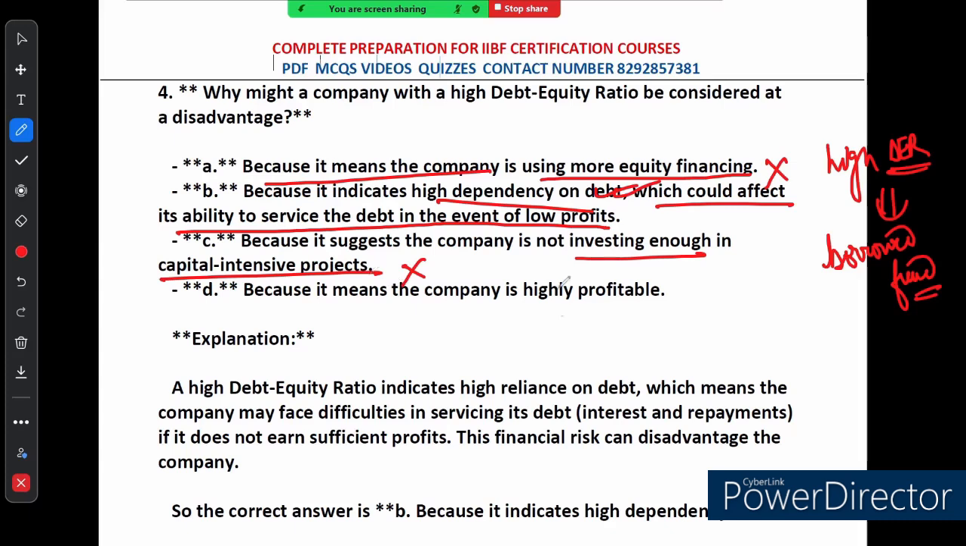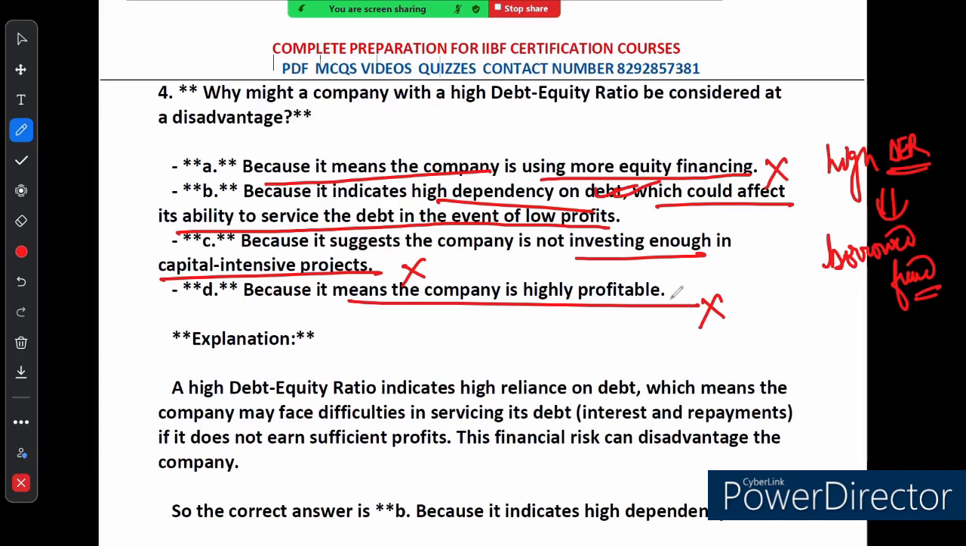And option D says because it means the company is highly profitable. So high DER does not directly indicate profitability. In fact, it could be a sign of financial strain if the company is unable to generate enough profit to service its debt. So option B is the correct one.